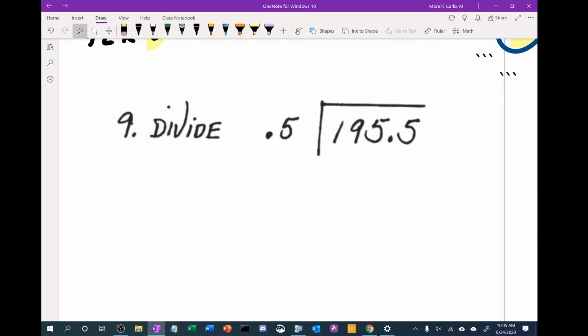We're going to divide a decimal by a decimal. Now, when you do this, the very first thing you do is you move the decimal over to the right one place, put it there. And then you have to do the same thing inside. So now we're dividing 1,955 by 5.